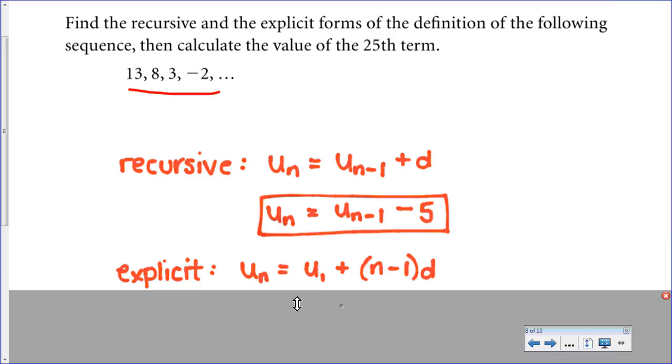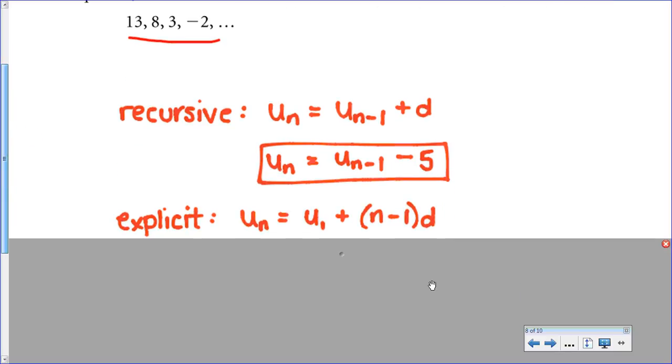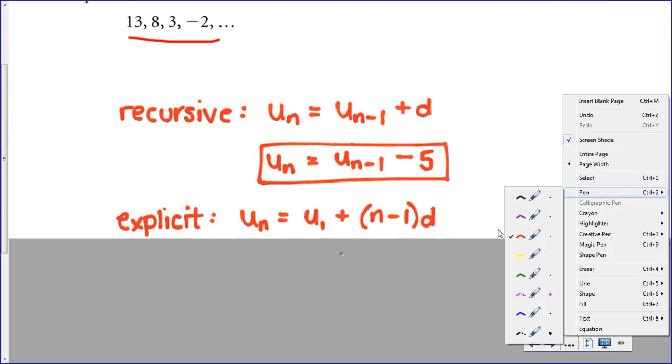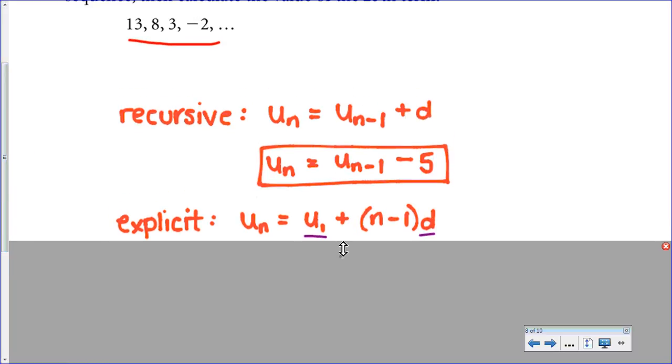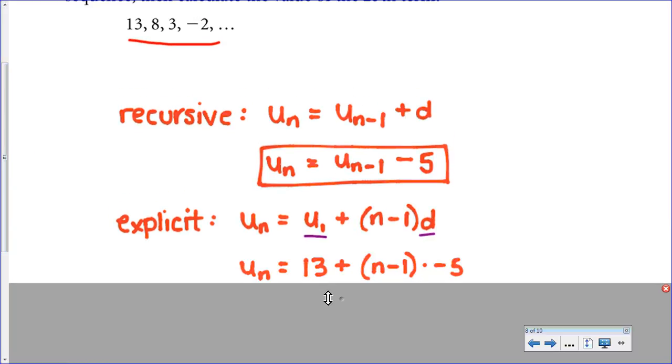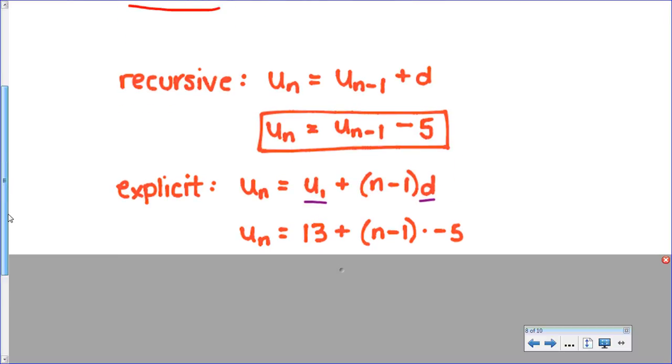The explicit definition, we have to plug in 2 values. Just like on the previous example, we switch colors here. We're going to fill in u sub 1, which is the first term, and we're going to fill in d, because those are the 2 things we can tell from looking at this sequence. So I fill in u sub 1, which is first term, 13, and I fill in the d, which is -5, the common difference. And then again, I'm going to simplify this.